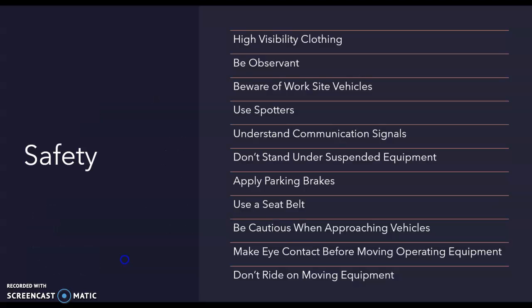And for safety, we have to wear high visibility clothing, be observant, be aware of worksite vehicles, use spotters, understand communication signals, don't stand under suspended equipment, apply parking brakes, use a seatbelt, be cautious when approaching vehicles, make eye contact before moving operating equipment, and don't ride on moving equipment.